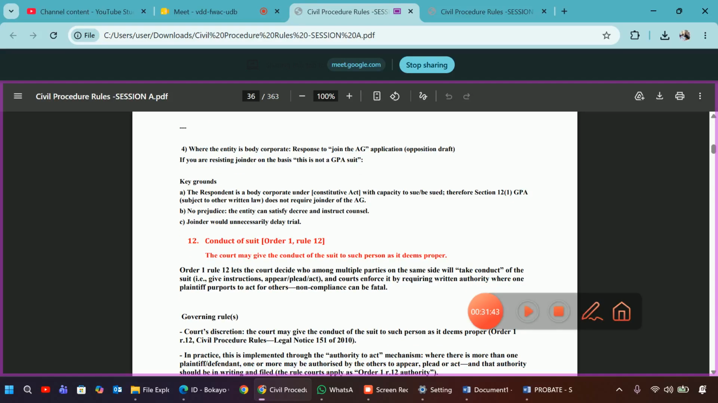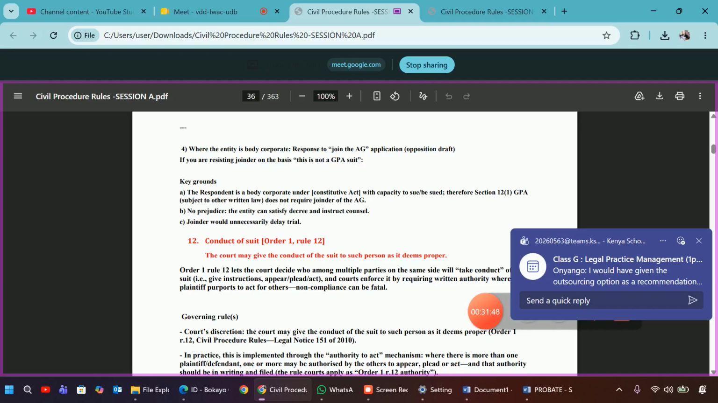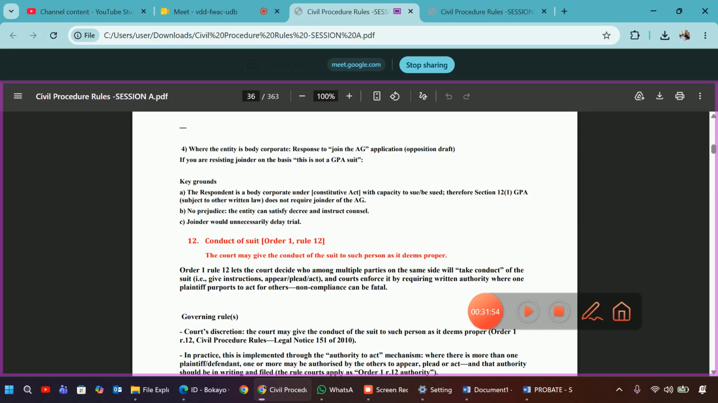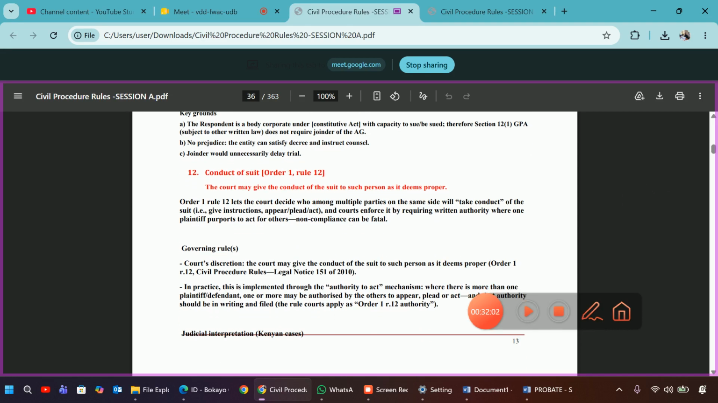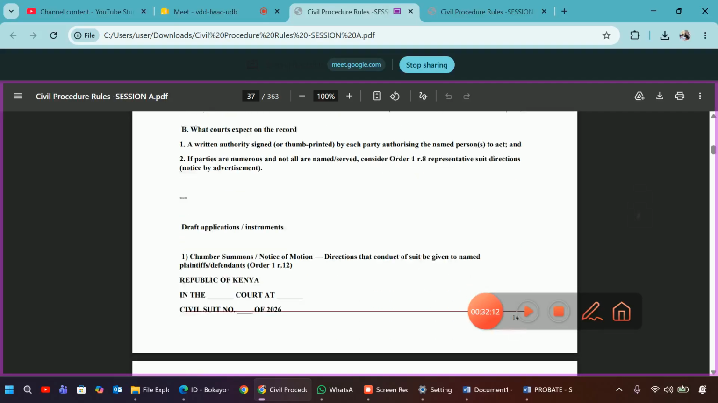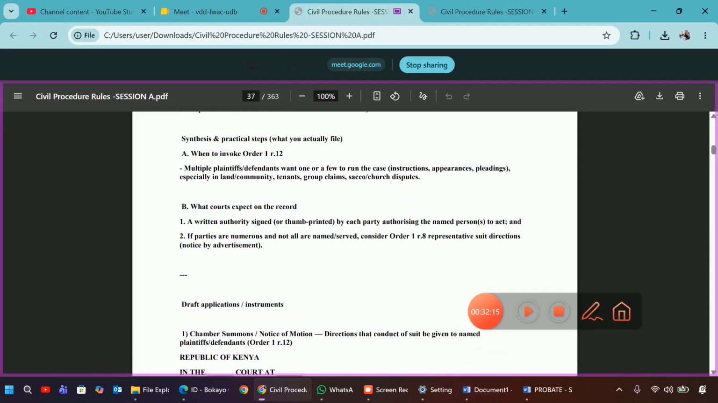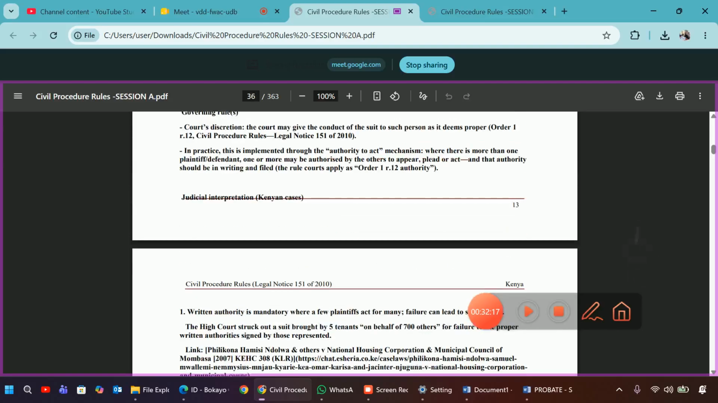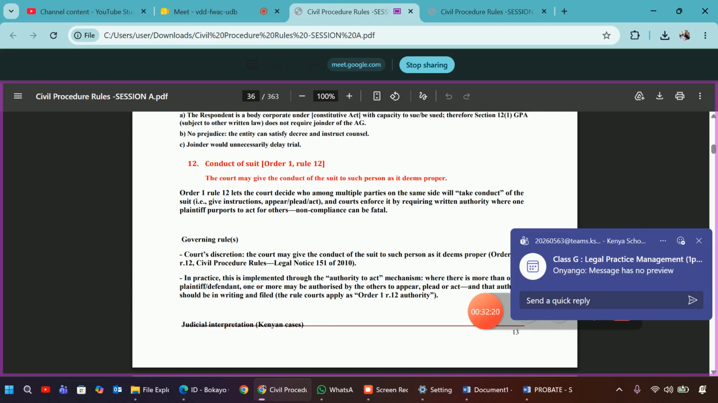So where the entity is a body corporate, a response to a join-the-AG application. This is where you are responding to a person who has sued the AG when the entity is a body corporate. So you just directly use the words as we have outlined before you. Now, conduct of suit. If you look at Rule 12, the court may give the conduct of the suit to such person as it deems proper. How is this part relevant? Let me see whether there is a document arising from the same. There is a document, and this document is being brought by chamber summons. So this is a very critical part. We must understand its application.